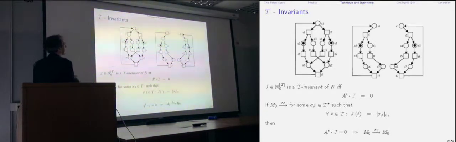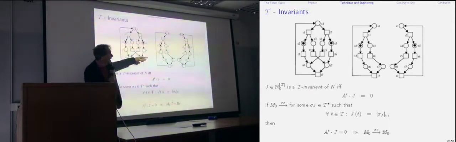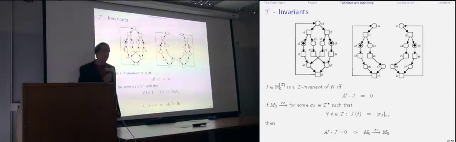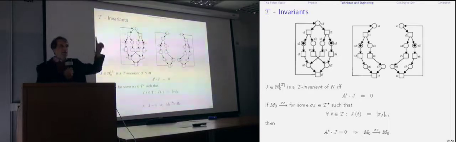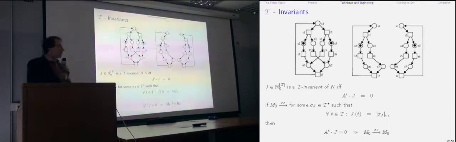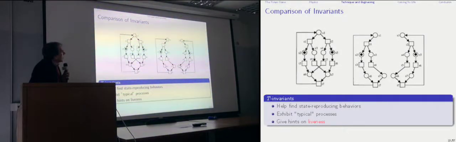And if you are in a position to fire any of those as many times as you like, you will always retrieve the same markings again and again and again, as long as you don't branch away. So we can do the same analysis, T invariants, P invariants, for the same kind of net.